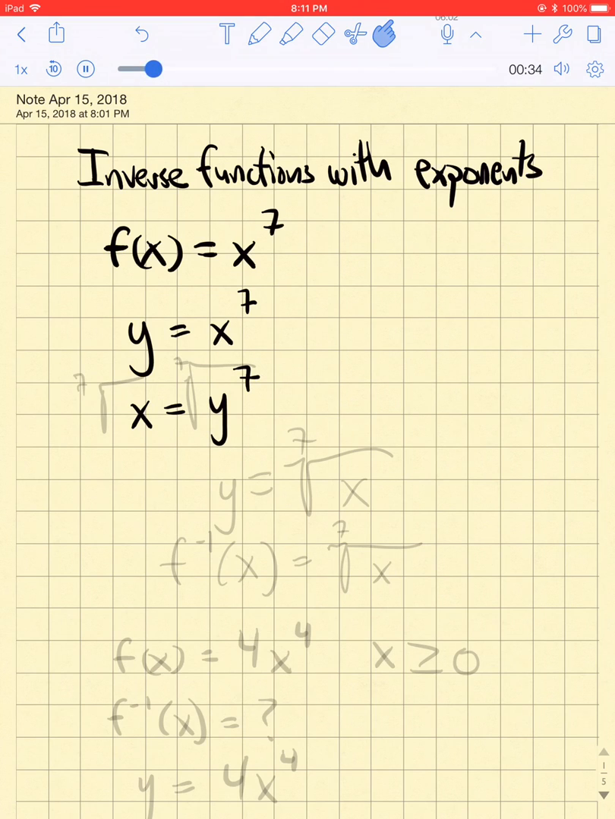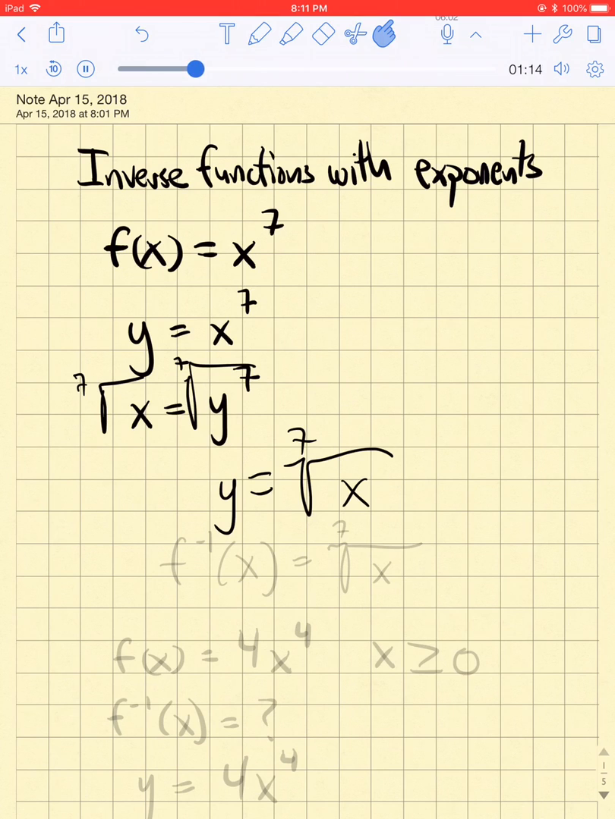Now we solve for the new y, and then from the assessments, I saw some people stopped here. Do not stop here. Solve for the new y. And how do I do that? I take the 7th root of both sides. Then now I have y, because when you take the 7th root of y to the 7th, you're just left with y. Y is equal to the 7th root of x.